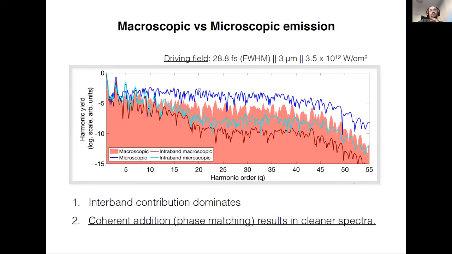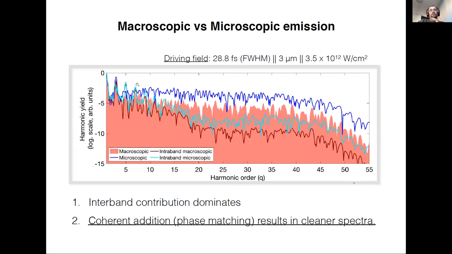The first result that we get is a comparison of the harmonic yield between the macroscopic emission, that red filled area from here, and the microscopic emission, the dark blue line. We also present the contributions of the intraband for both cases. The light blue line corresponds to the microscopic case, and the dark red line to the macroscopic case. Both spectra present a non-perturbative plateau of harmonics extending toward a cutoff frequency. Those plateaus are clearly dominated by the interband contribution. The intraband affects only the low harmonics.